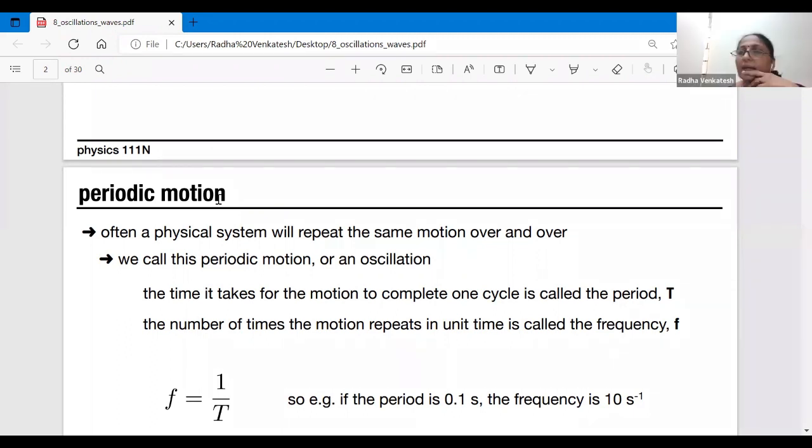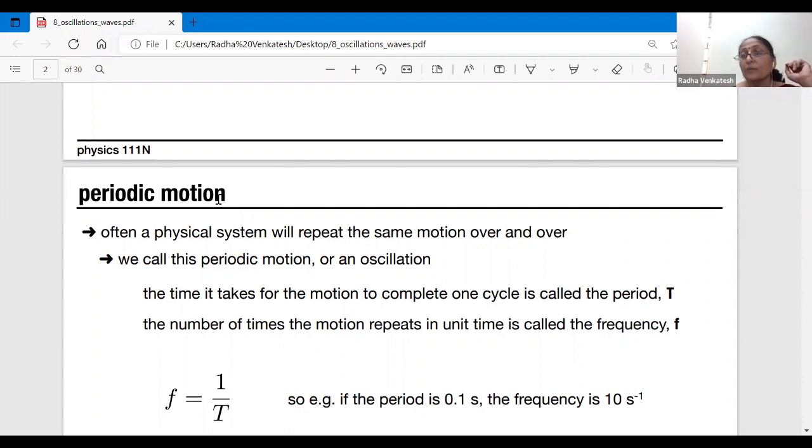But what about my simple pendulum? It always crosses the mean position. Exactly. It goes in one direction, comes back to the particular position where it rested, then goes in the other direction, then comes back. So the difference is, in the first example that I gave, it simply goes in that elliptical path in one particular direction, whereas here it has a to and fro motion, right? So that's the difference between the two examples that I have given.